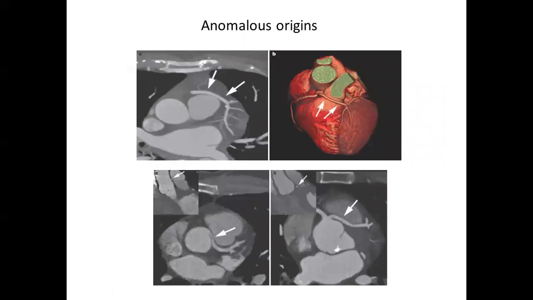Other stuff that CT I think works really well for is anomalous origin. We'll get these referrals from the cath lab, especially after they know it's anomalous, but they don't know what course it takes. In cath, it can be pretty hard to tell, and on CT this is really easy. So this is the right coronary ostium. This looks like a circumflex coming from the RCA, and you can see it's going in front of the PA. So it's a benign course. It's going anterior to the PA.